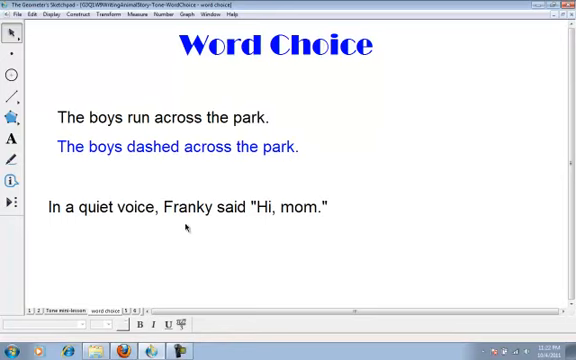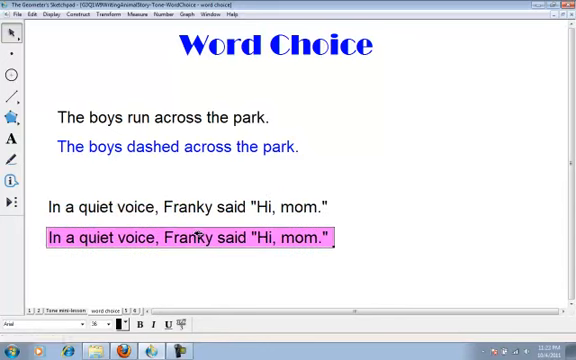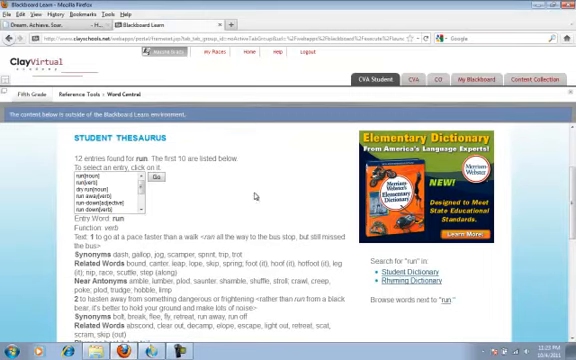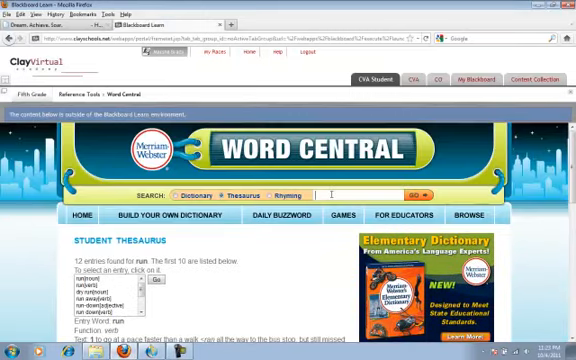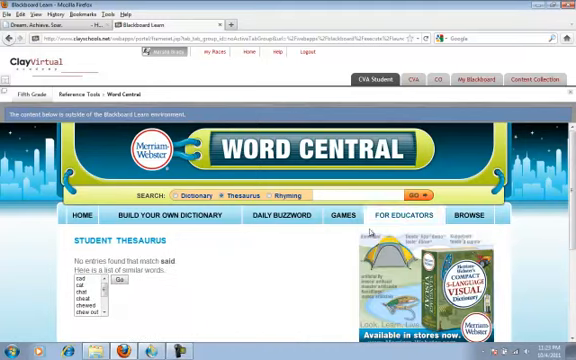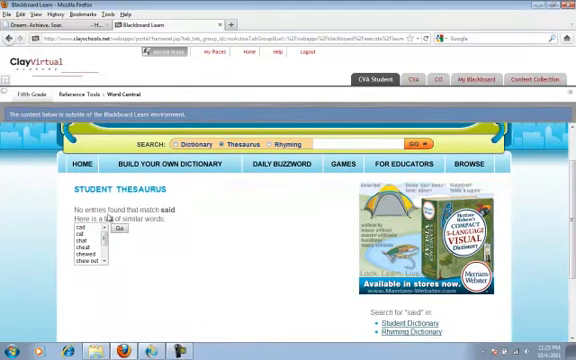Now let's look at this sentence. In a quiet voice, Frankie said, "Hi, Mom." Now, this word said is extremely common, and it doesn't really paint a good picture in my mind of how Frankie is saying, "Hi, Mom." So I'm going to come over here, back to my tools. I'm going to go to the thesaurus again, and I'm going to type in the word said and see what happens. Oh no, it says no entries found that match said.